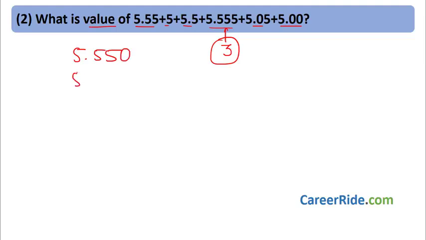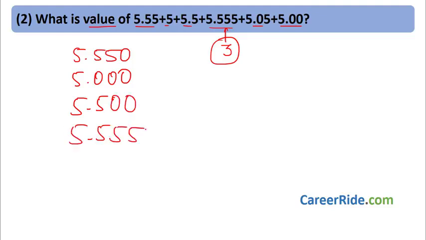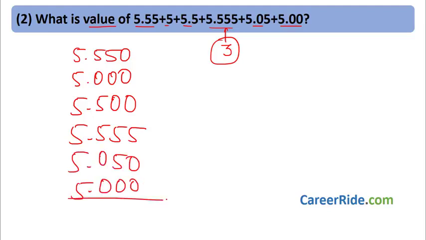Okay, this would be 5.000, 5.500, 5.555, 5.050, 5.000. Add, what do we get? 5, 15. Okay, 1 over here, 5, 6 plus 10 is 16. Okay, over here you get 31.655. See how easy it is.